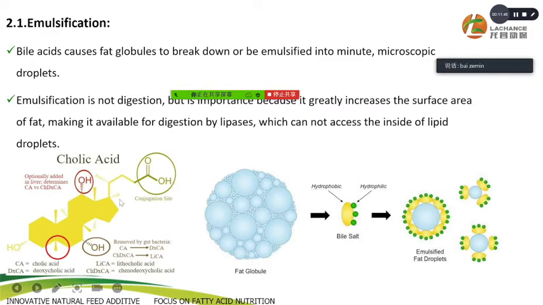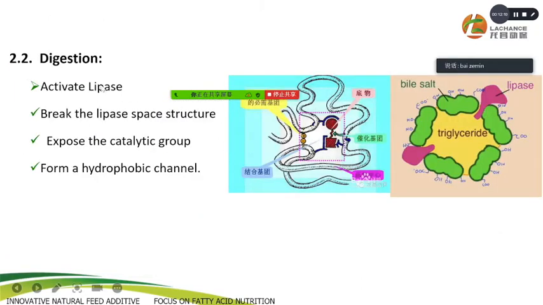This is a cholic acid. Later I will explain. Cholic acid has two parts: one is the hydrophobic side, and the other is hydrophilic. The big fat globule combines with bile salt and finally is emulsified into droplets. And the second function of bile acid is digestion.